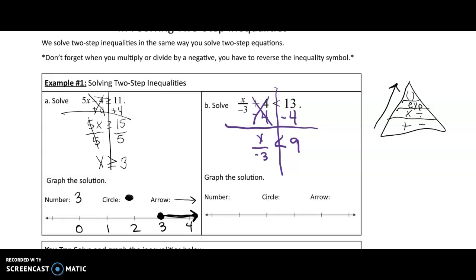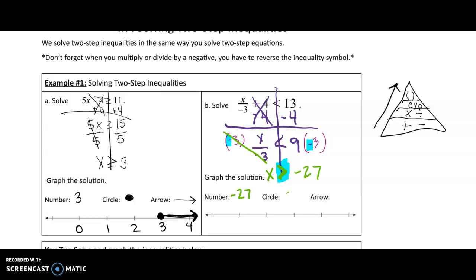And then 13 minus 4 is 9. Now I'm dividing by a negative 3, so I need to do the opposite. So I'm going to multiply by a negative 3 to both sides. And since I multiplied by a negative, my inequality is going to flip. So now my inequality goes the opposite direction. This side cancels, and so I am left with x. 9 times negative 3 is negative 27. So my number is negative 27.